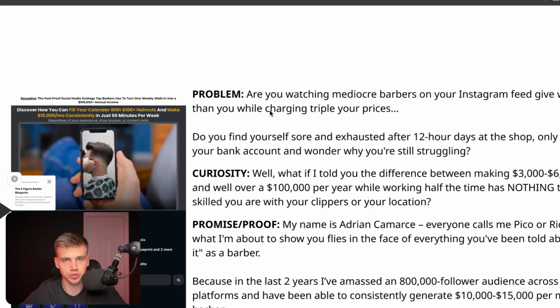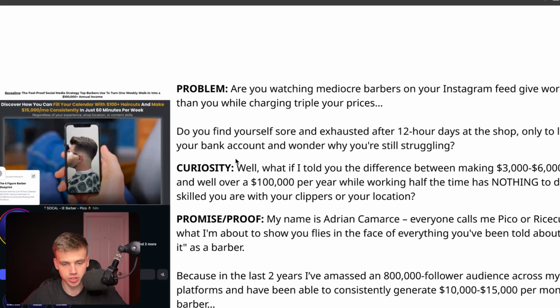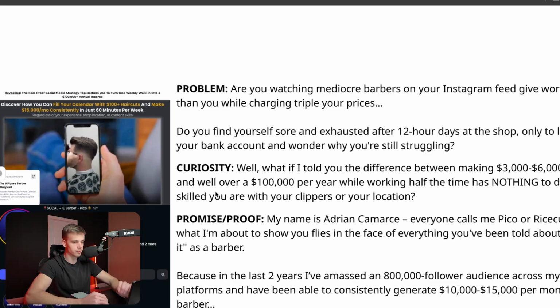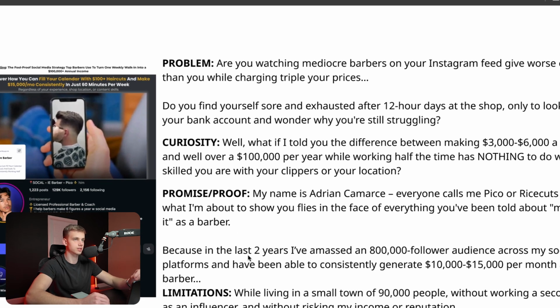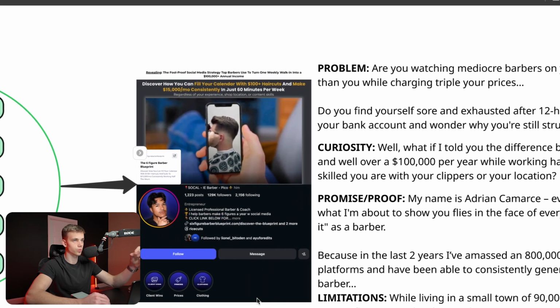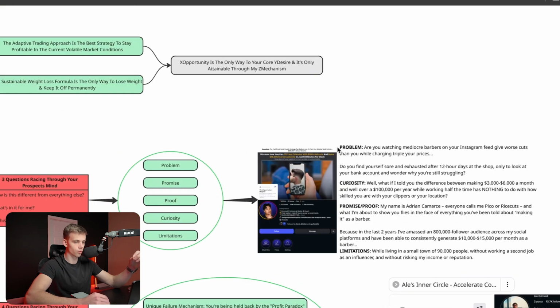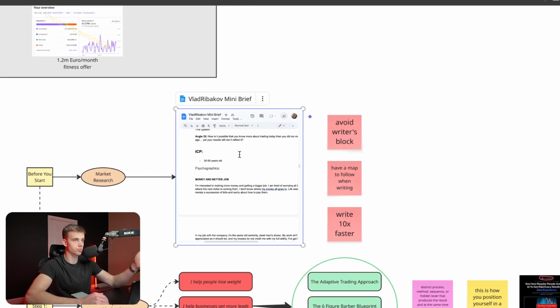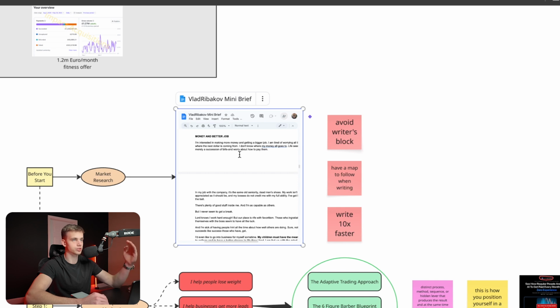This VSL started by introducing the problem that the ICP is experiencing. It burst into curiosity and opened a loop. It made a promise and proved the promise by proving the creator and what he's done with this promise that he's making. And it removed the limitations that the ICP has by saying that this has nothing to do with their location, which is a big objection for this avatar, and it doesn't have to require them to work a second full-time job as an influencer, which is one of the core objections with this avatar. And again, this goes back to step 1 before you start, which is creating the creative brief so that you can have these things and you can just write them in as quickly as possible as you write the VSL.